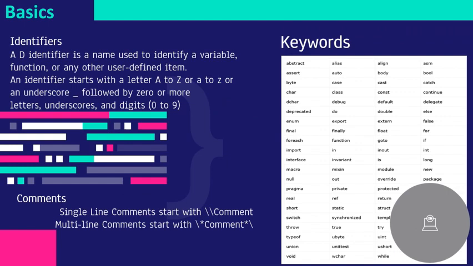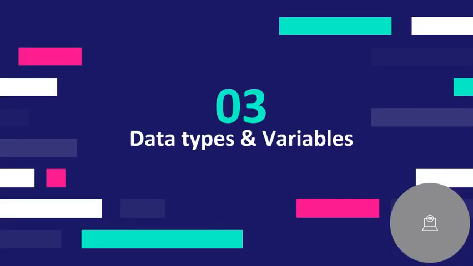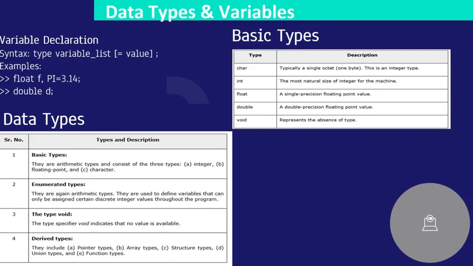In D, comments are used to annotate the code and are similar to those in C++ and Java, and are ignored by the compiler. Identifiers follow common naming rules. There are specific keywords reserved by the language. Understanding these basics is key to writing effective code. And of course, these keywords cannot be used as variable names. So now let's move to the data types and variables in the D language.